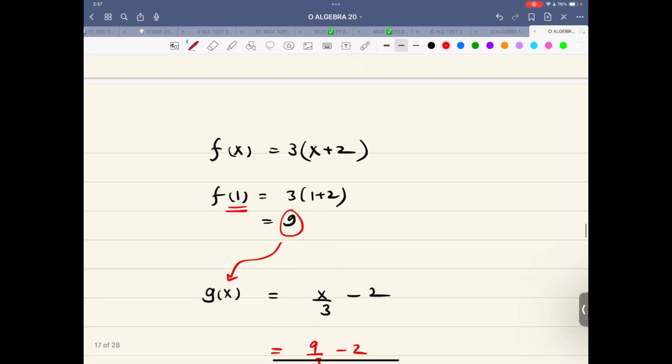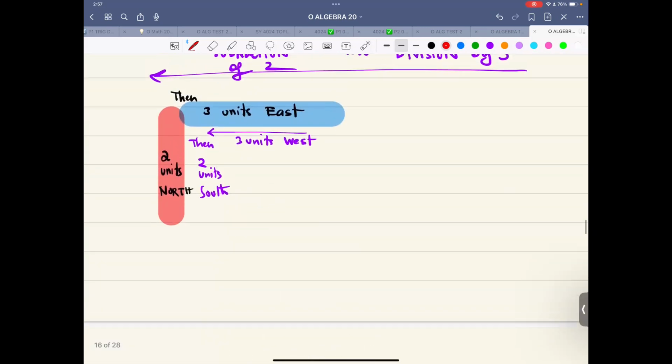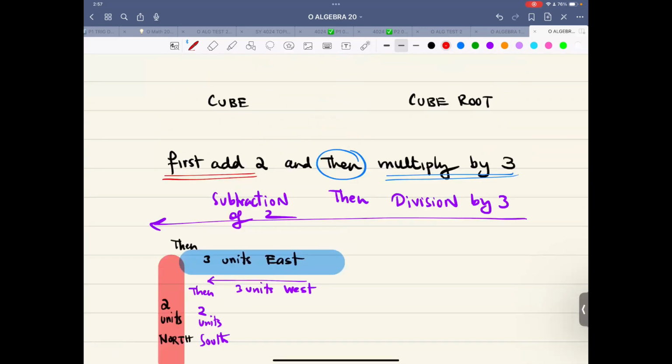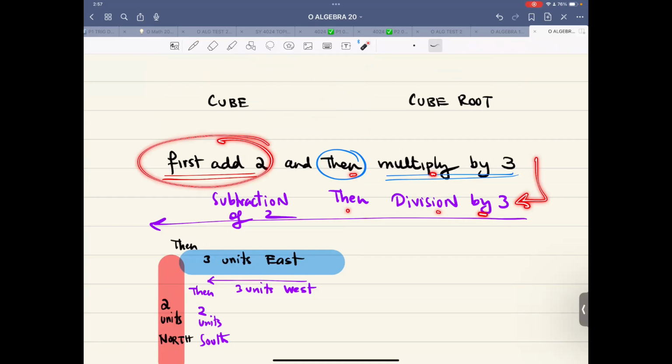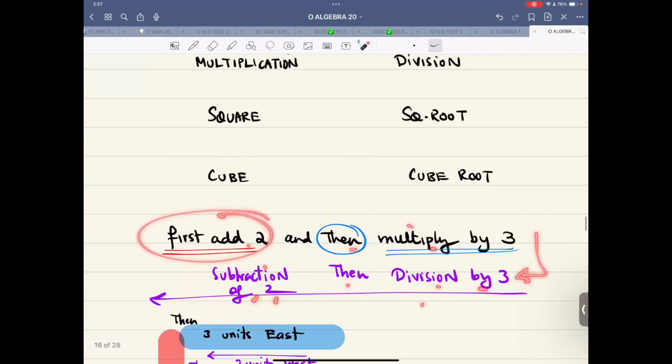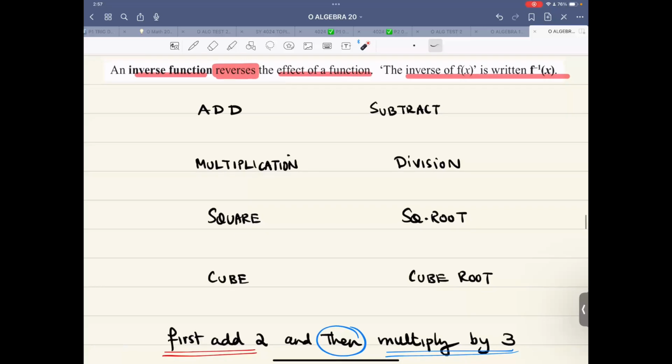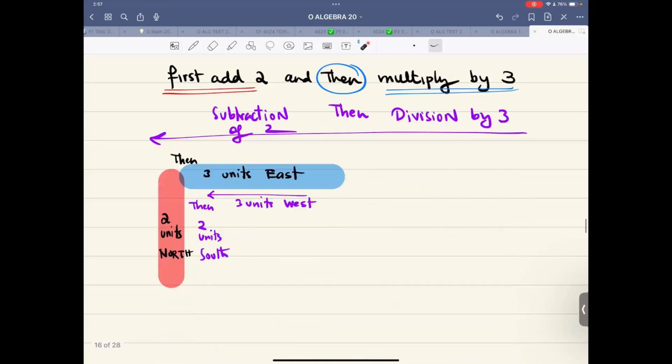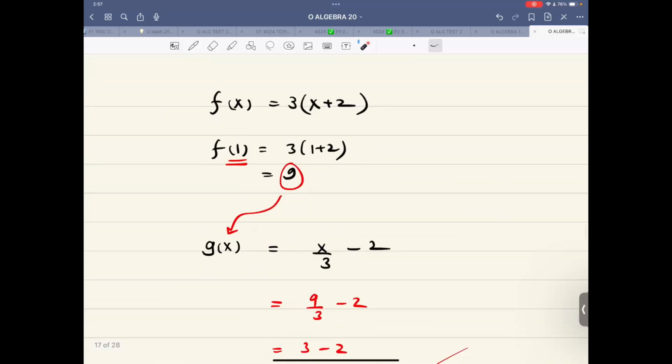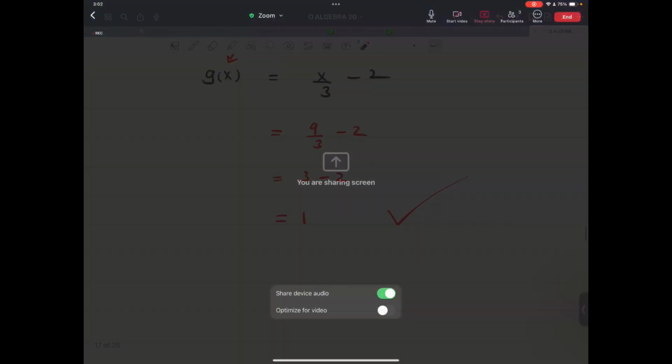Of course, I'll tell you a mathematical way of doing it. But first, let's focus on the original function and the inverse. First add 2, then multiply by 3. The reverse is first divide by 3 and then subtraction of 2. Addition and subtraction are opposite. Multiplication and division are opposite. Square, square root, they are opposite. Opposite as in reversing the process. Cube and cube root, opposite, reversing the process. So that's how we work out inverse function.